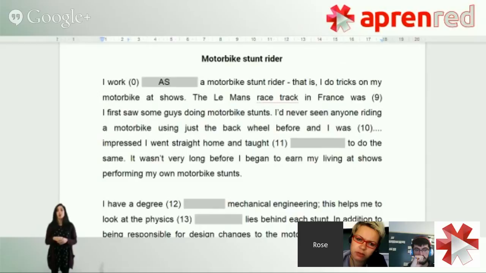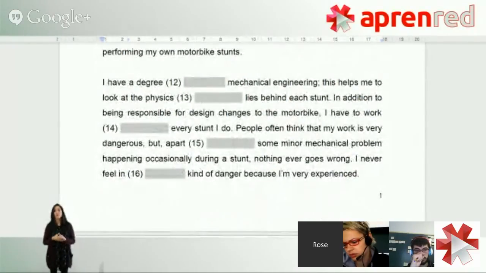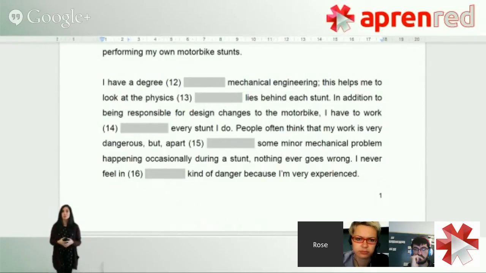Impressed. I went straight home and told another gap to do the same. It was very long before I began to earn my living and chose performing my own motorbike stunts. And then I have a degree, gap, mechanical engineering. This helps me to look at the physics gap lies behind each stunt. In addition to being responsible for design changes to the motorbikes, I have to work gap every stunt I do.